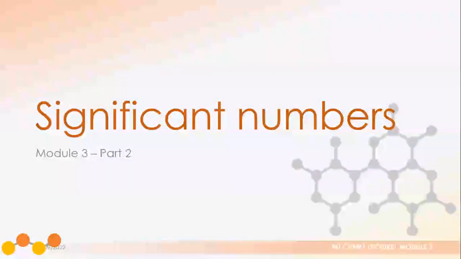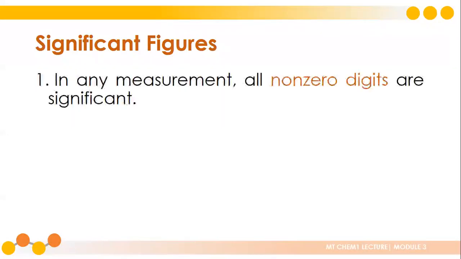Let's now proceed with the discussion of significant numbers. What are significant figures? When identifying what significant figures are, we will be following these rules. In any measurement, all non-zero digits are significant. So these non-zero digits that we are referring to are 1, 2, 3, 4, 5, 6, 7, 8, and 9. Anything that is not zero, all of them are considered significant.